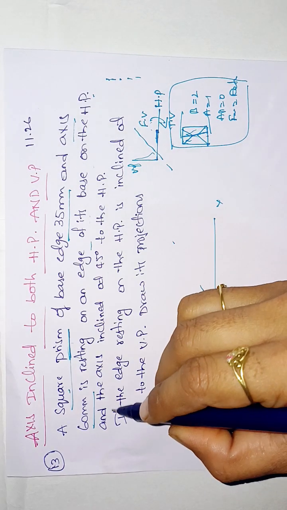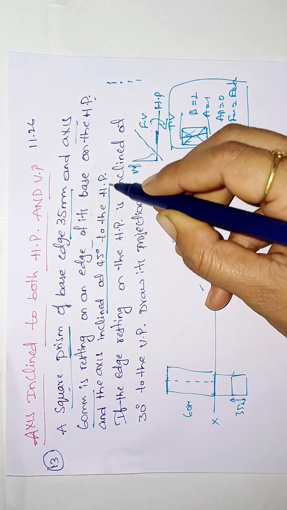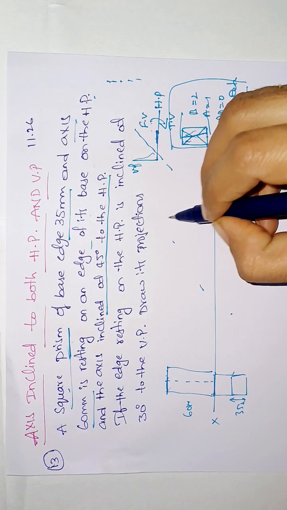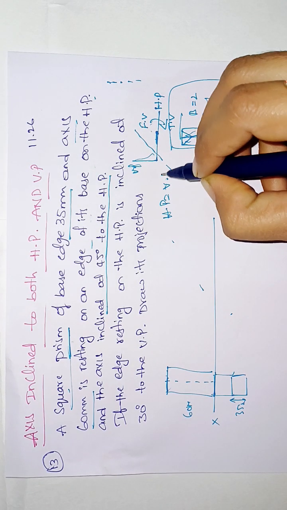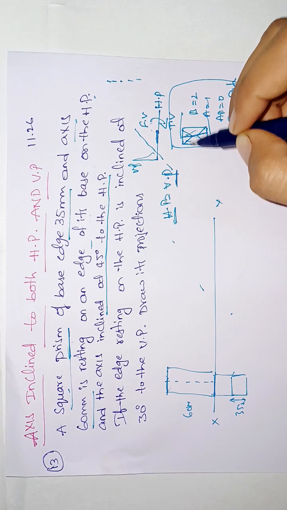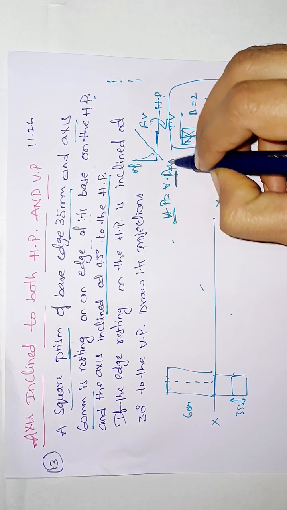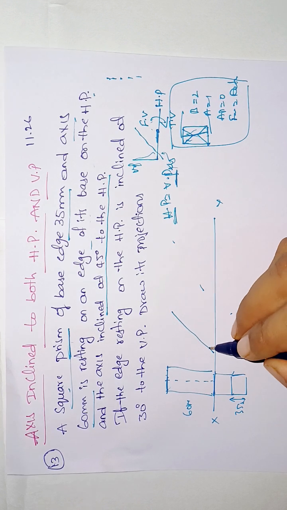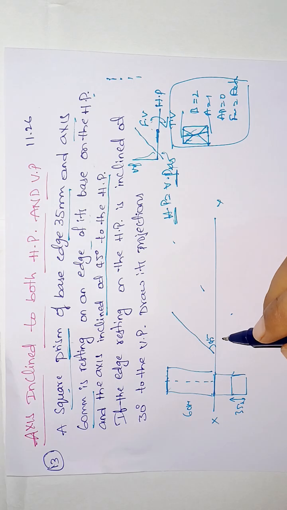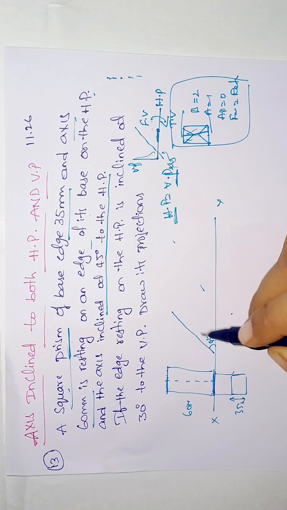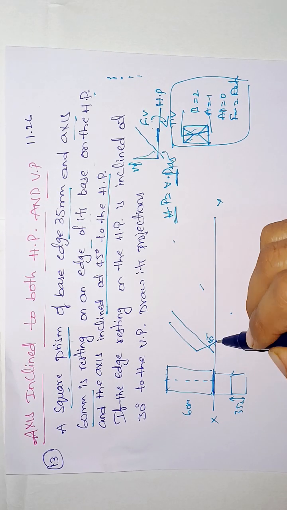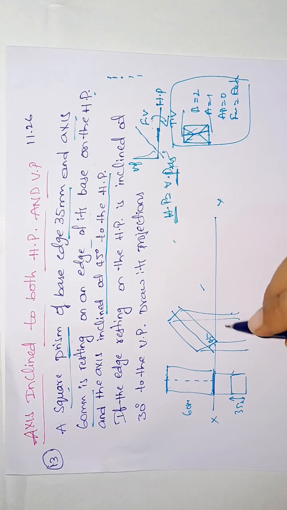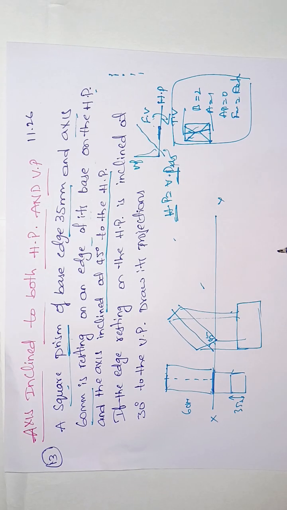Here the axis is inclined at 45 degrees to the HP. Inclined to the HP means it is situated on the VP, and here the angle is 45 degrees. So you have to draw a 45 degree angle on the VP and mark the base of the prism. Tilt the base at 45 degrees, then project downside, and then you get a rectangular basis.